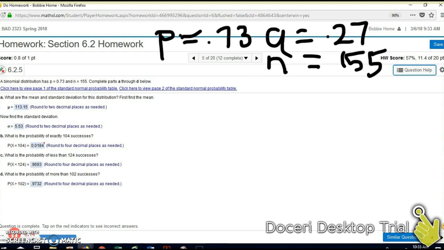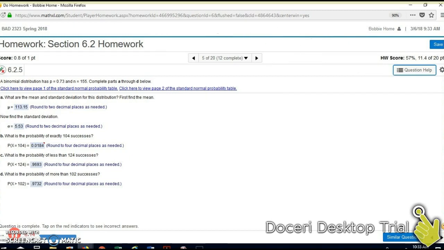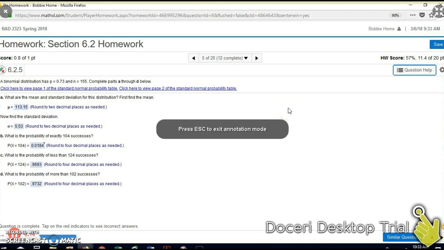Now to get the standard deviation, you do the square root of N times P times Q. So multiply all those three numbers together and take the square root and make sure you round. Okay, so once you get those numbers, what is the probability of exactly 104 successes? Okay, so let me show you something here that's really important when you're working problems this way.